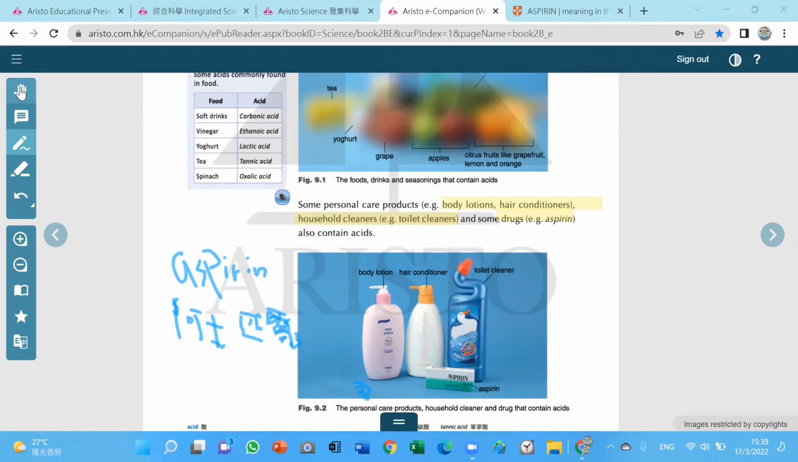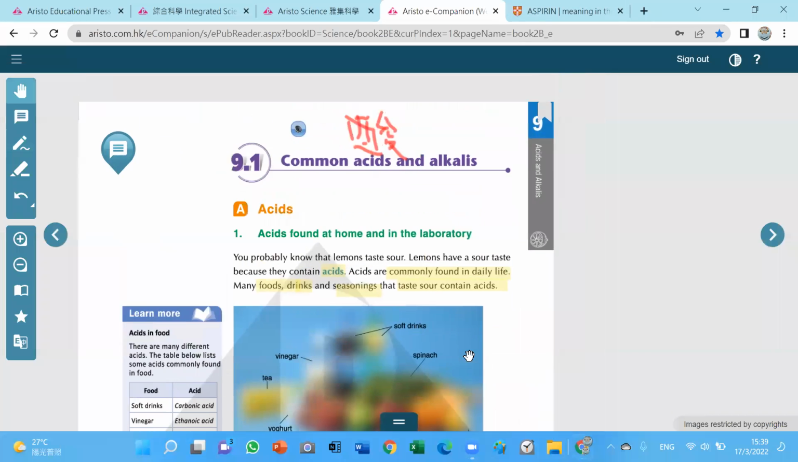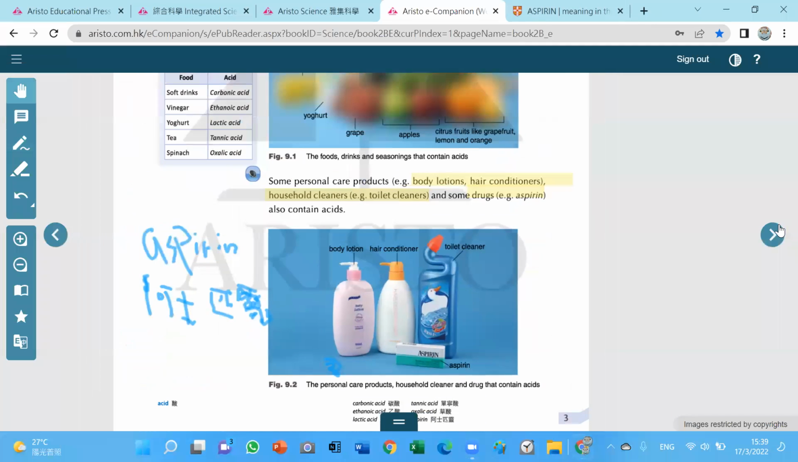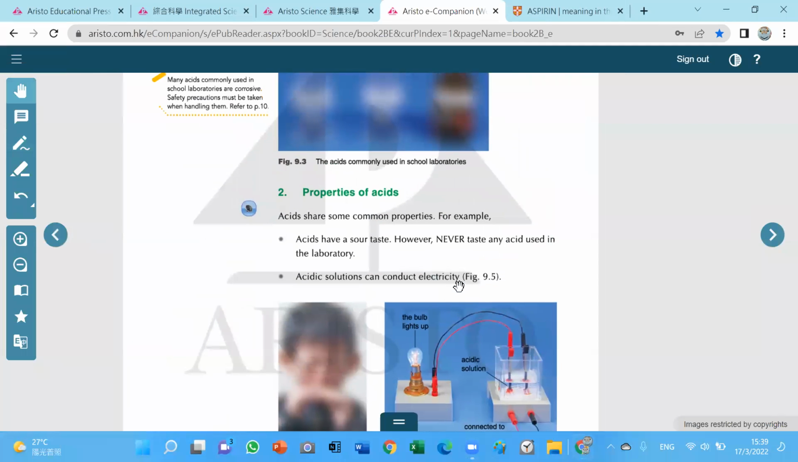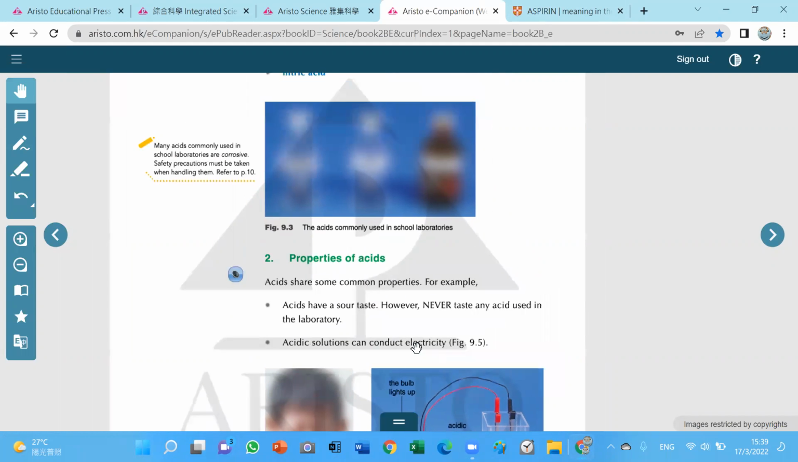Any question about this? It is so simple, right? You have a little bit of basic knowledge. If you have any question, please don't hesitate to ask me. Okay, let's turn to the book, page 4.